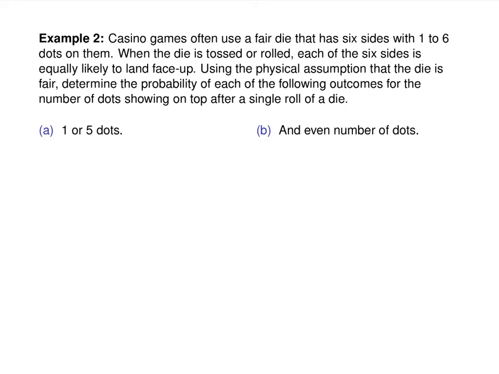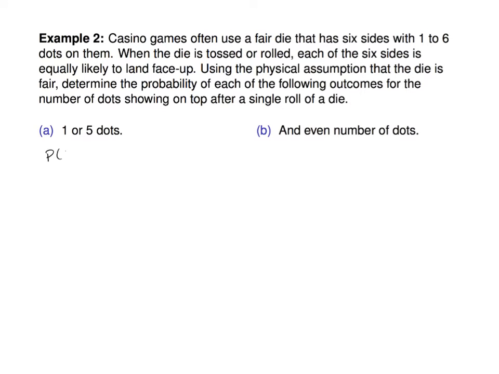Casino games often use a fair die that has 6 sides with 1 through 6 dots on them. And the die is tossed or rolled. Each of these 6 sides is equally likely to land face up. We're going to pretend that that die is not loaded. Using the physical assumption that the die is fair, find the probability of each of the following outcomes for the number of dots showing after a single roll. So what are the chances you're going to get a 1 or a 5?